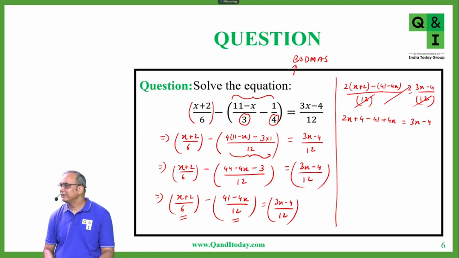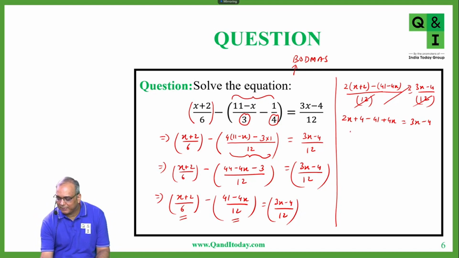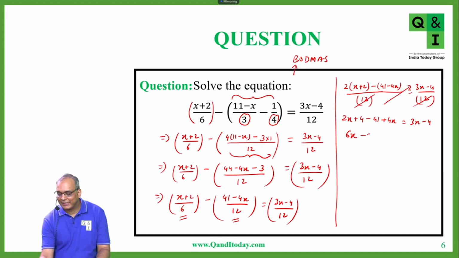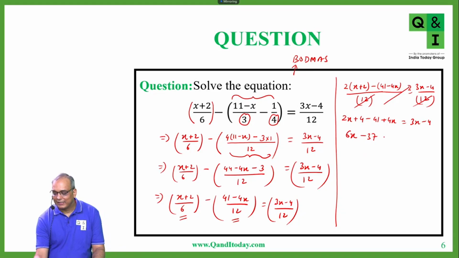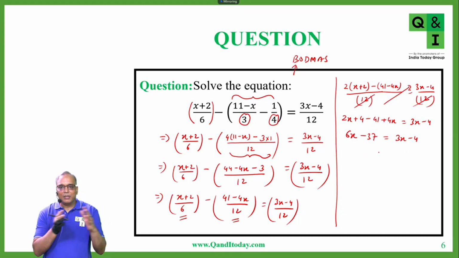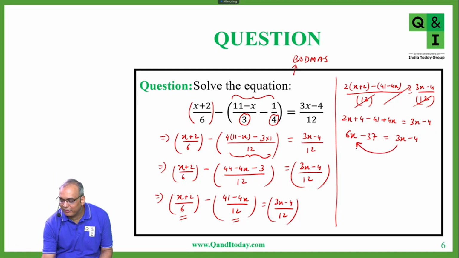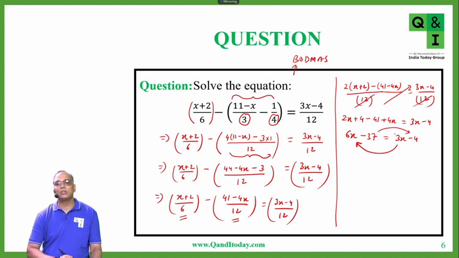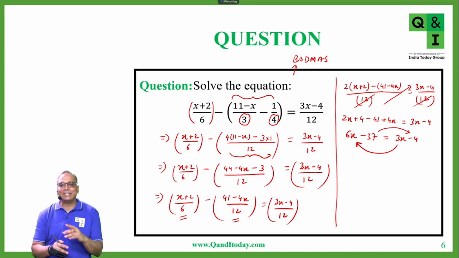Is it clear? So now 2x plus 4x is 6x, minus 41 plus 4 is minus 37, is equal to 3x minus 4. Now what we'll do is we'll transpose the variable on one side and all the constants on the other side. So 3x is a variable, we'll bring it to the left, and minus 37 is a constant, we'll bring it to the right. Now when 3x is brought from right hand side to left hand side, the sign will change.